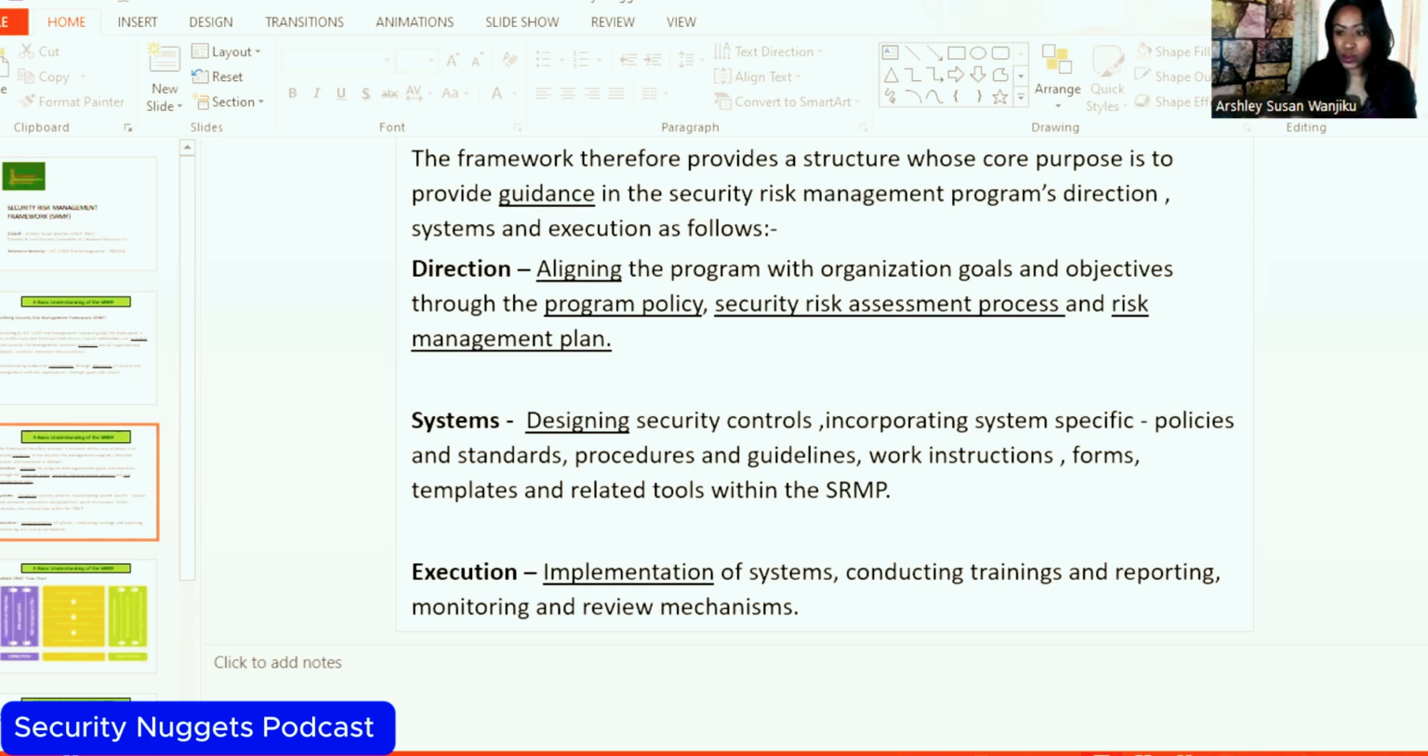And again, this is where we are also going to implement any reporting, monitoring, and reviewing mechanisms moving forward of the systems that are going to be implemented. So execution, again, is a very important phase within the security risk management framework. So when you hear of security risk management framework under the security risk management program, this is what you need to know. It's all about the direction of the program. It's all about the systems that are going to be designed for implementation and about the execution of those systems.